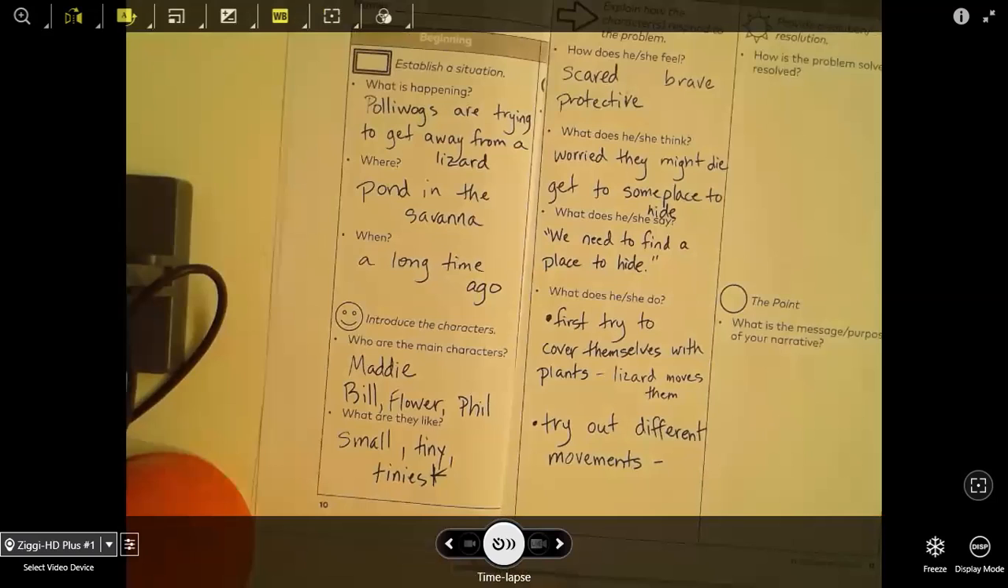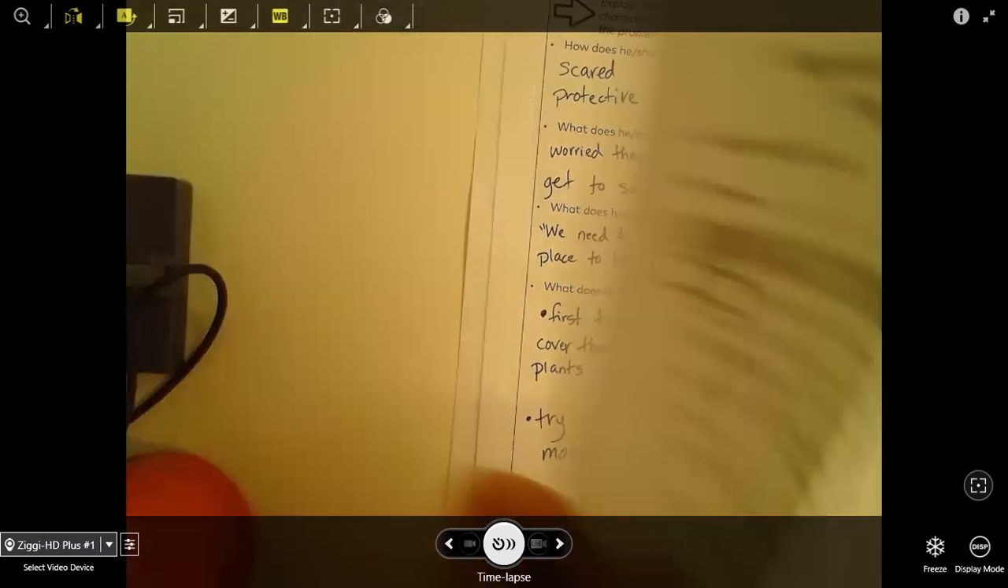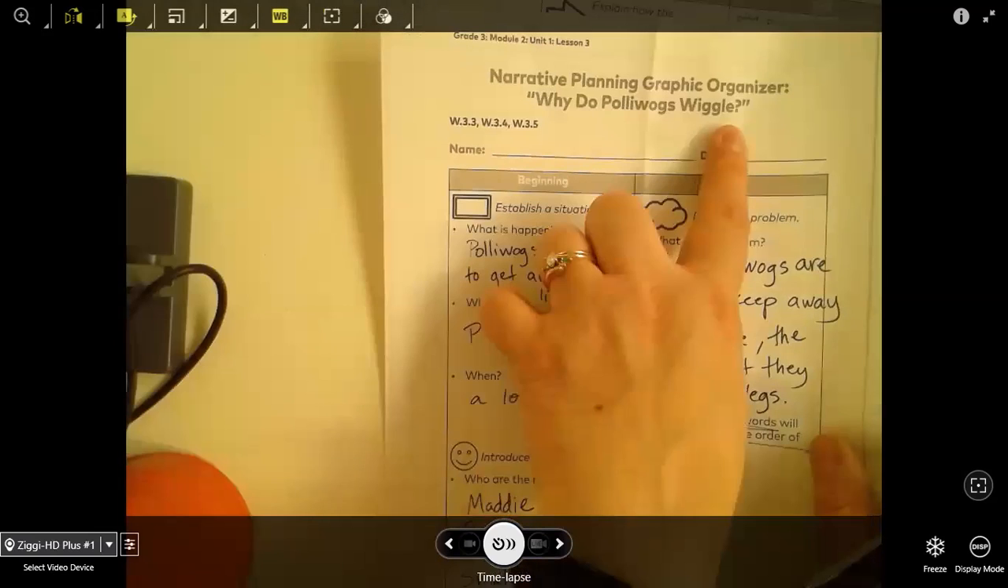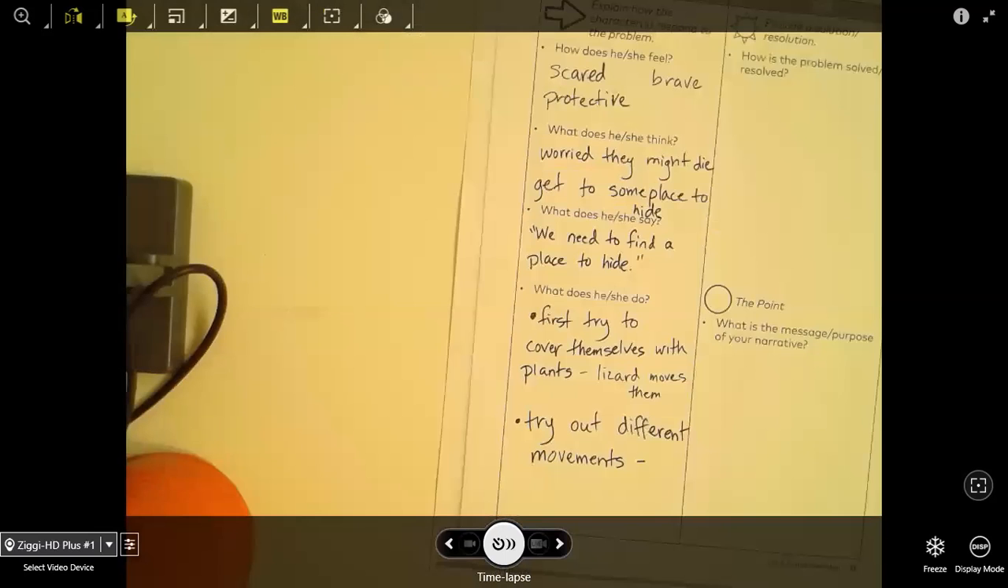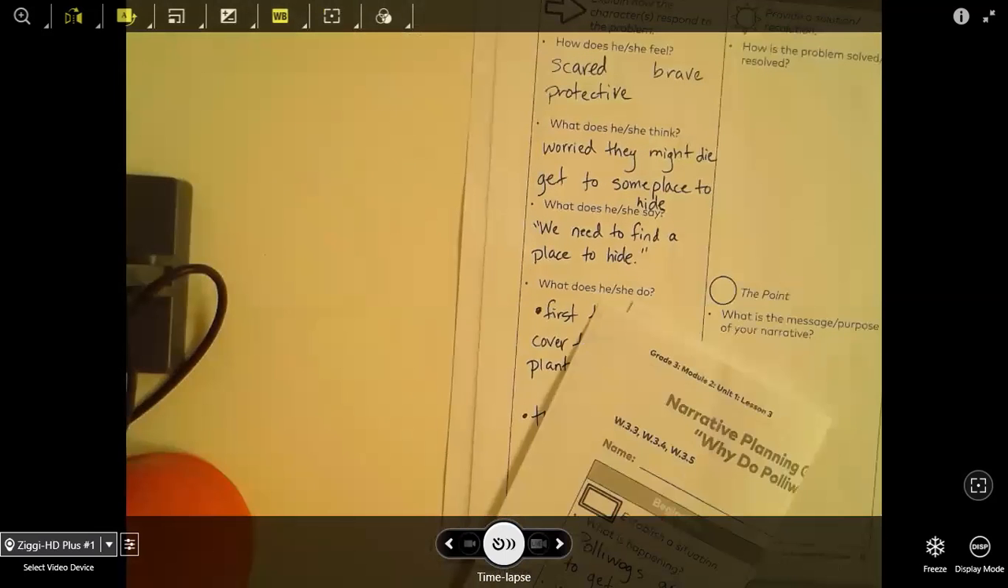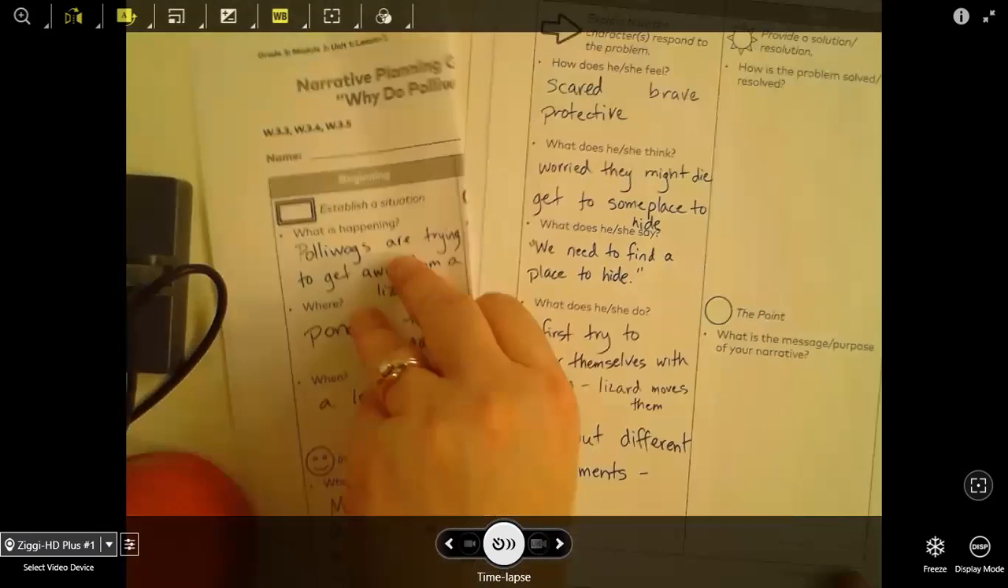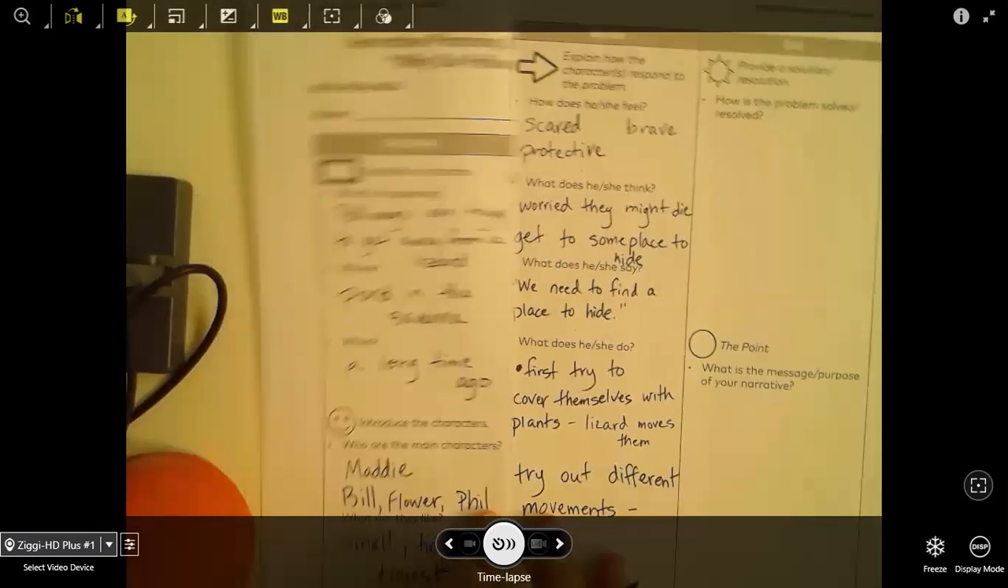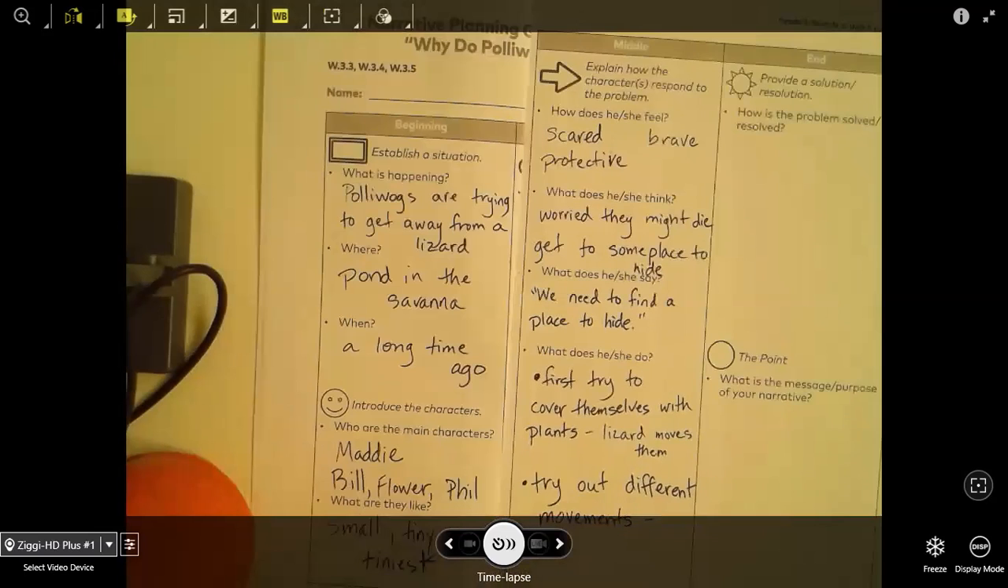Elena, what are you thinking? They could fly to, they can all go into different places. Right, but how are they going to get there? It's all about how they're going to, because what's the main idea of our story? Why do pollywogs wiggle? So we have to focus on the wiggling part. The purpose is to teach, right? To teach them, make up the story about why, the answer, right? Why are they wiggling? They try out different movements.